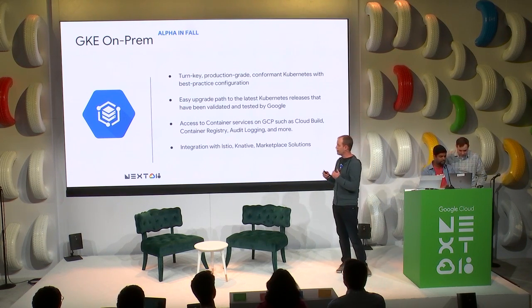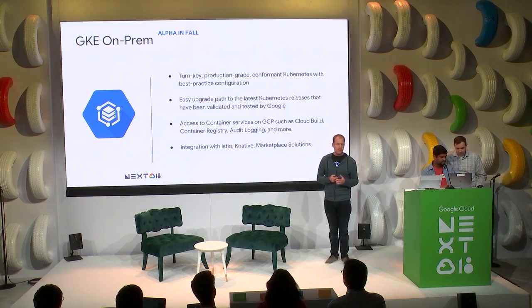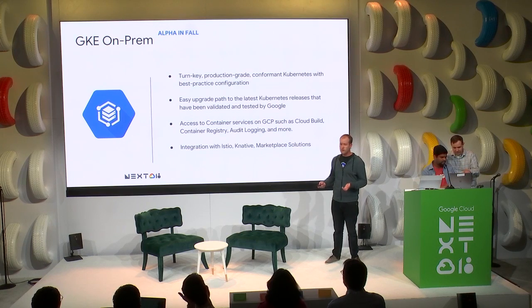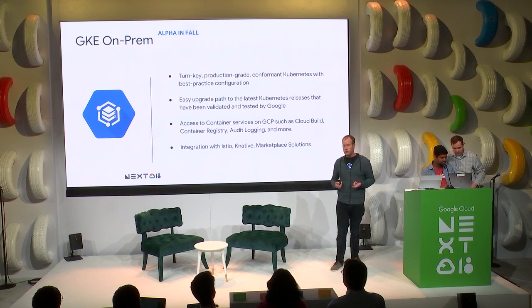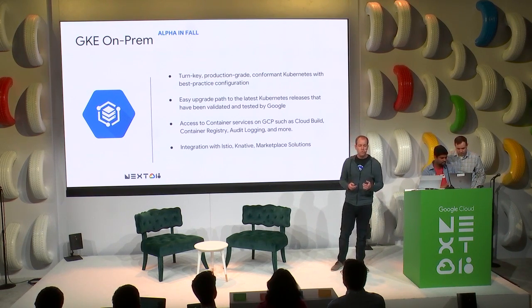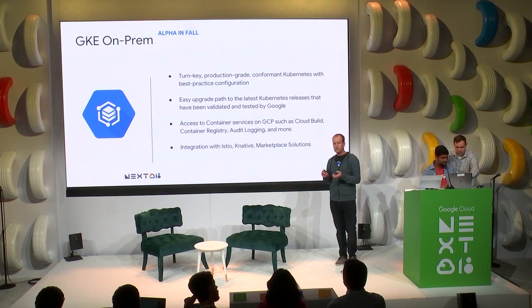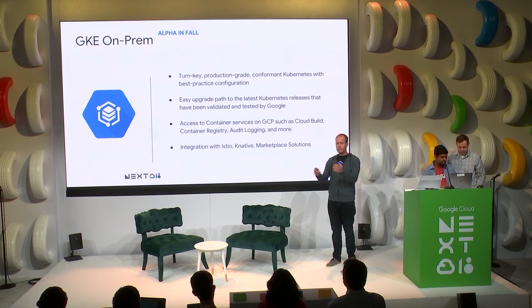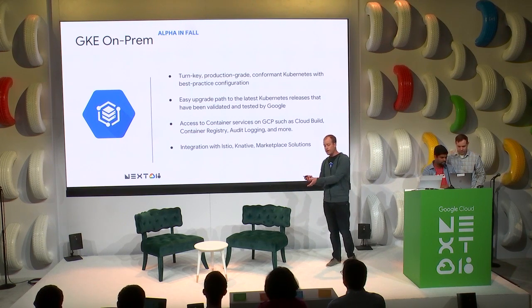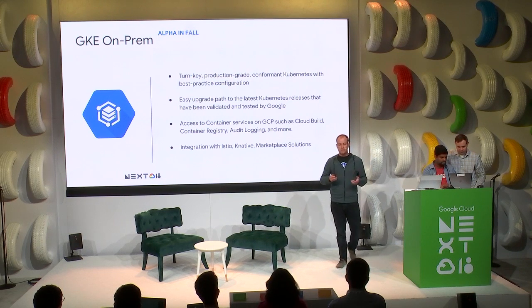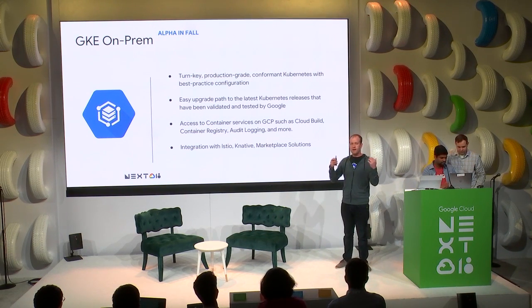But we don't want to just stop at the Kubernetes layer. A lot of the stuff we're working on in our cloud platform is expanding the capabilities of GKE to offer other higher level services. So things like Google Cloud Build, container registry, we have vulnerability scanning, we have a number of other features around audit logging. We want to make these features that customers can use for GKE and Google Cloud Platform also available for our GKE on-prem product.